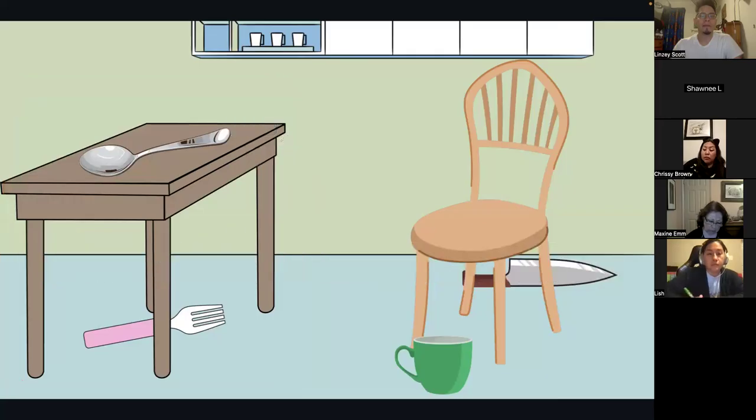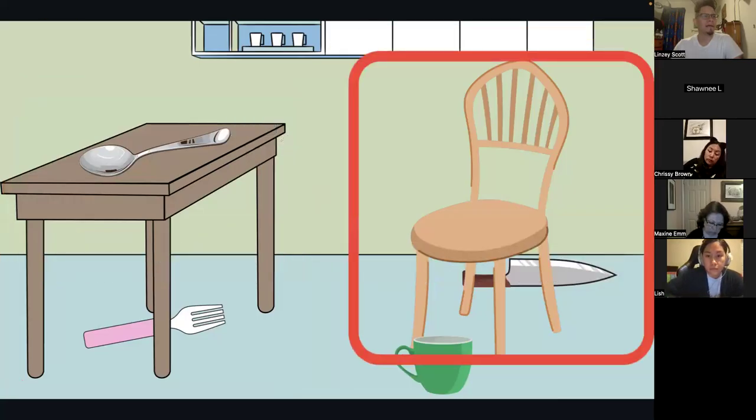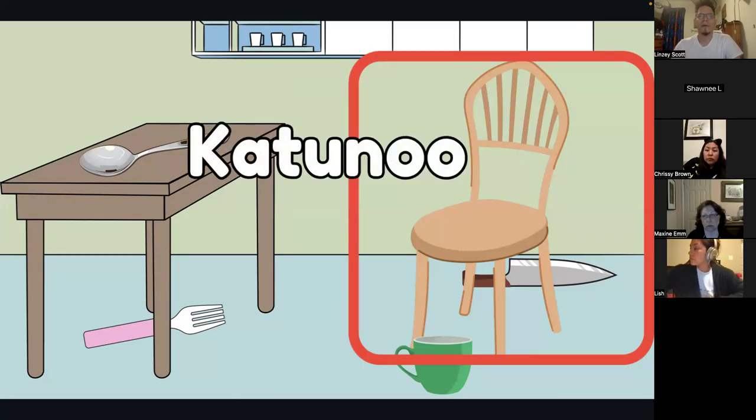And another one is a word for chair. I think everyone on here, maybe not Shani, would be familiar with the word for chair, but it is katunu. Remember the word katu, katu means to sit. And that -nu suffix means the instrument used to do the verbal action. So katunu is the instrument used to do the action of sitting, which is chair. So katunu is chair.